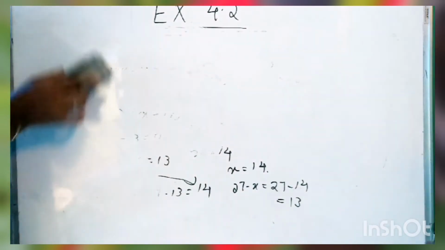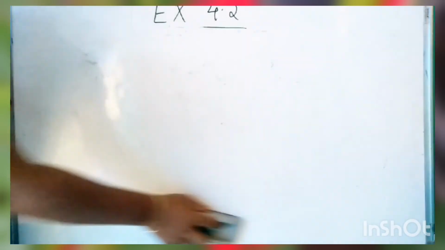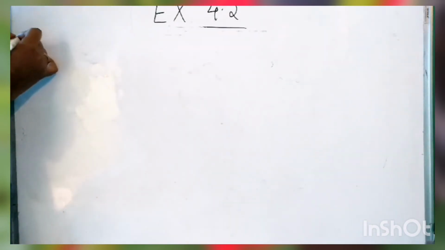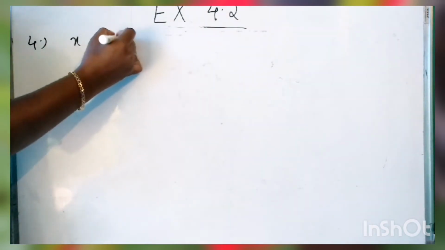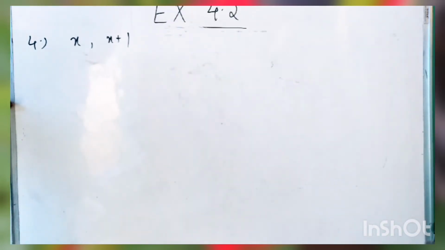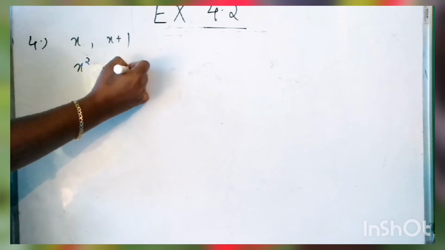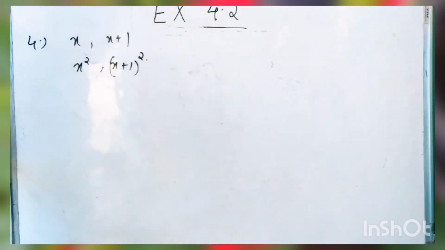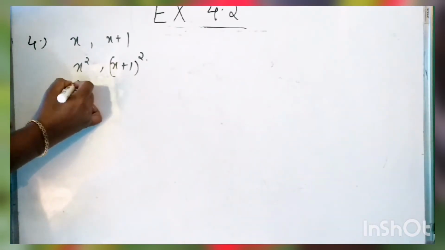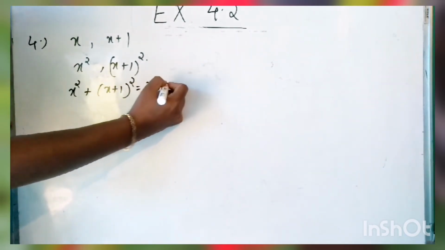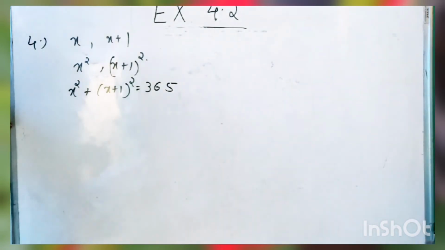In exercise 4.1, we discussed one problem in the case of consecutive positive integers. So the consecutive positive integers, we will take as x and x plus 1. The given information is the sum of their squares. The square of the first number is x square and the square of the second number is (x plus 1) all square. According to the question, the sum of their squares is equal to 365. So x square plus (x plus 1) all square is equal to 365.